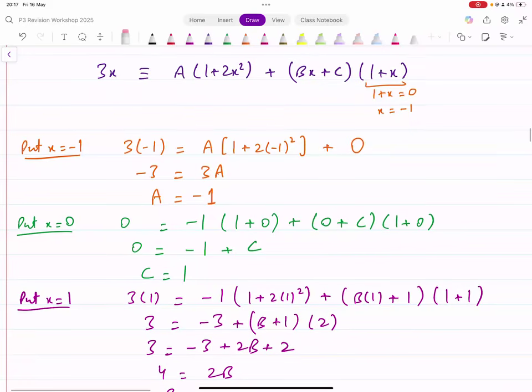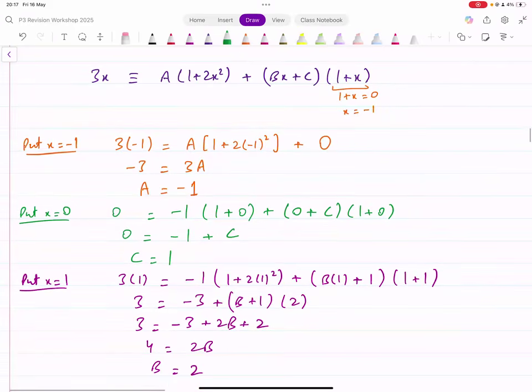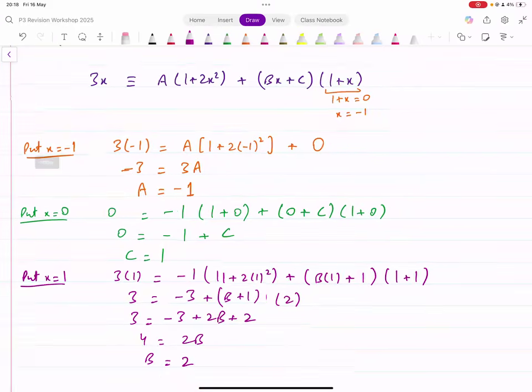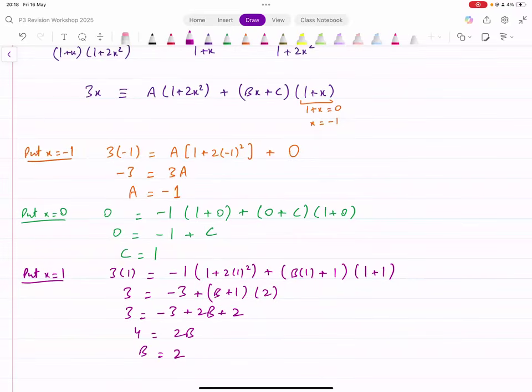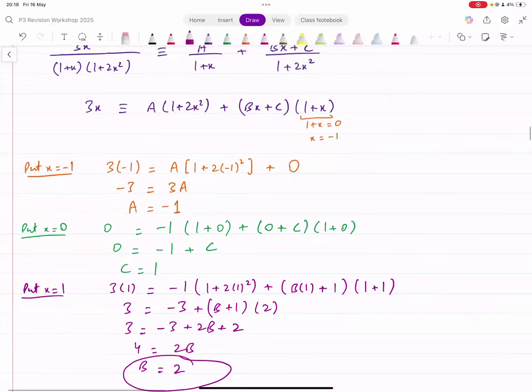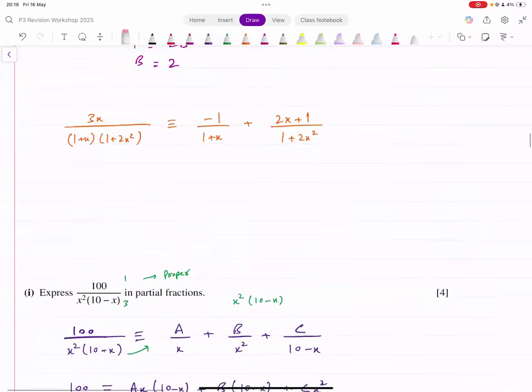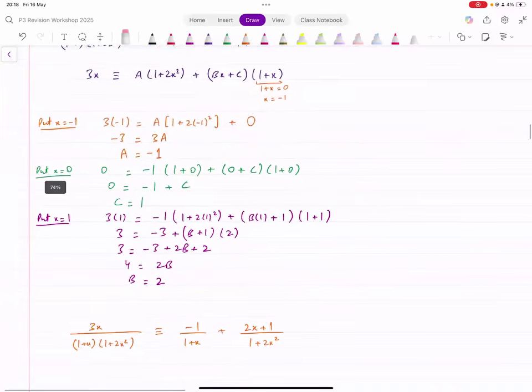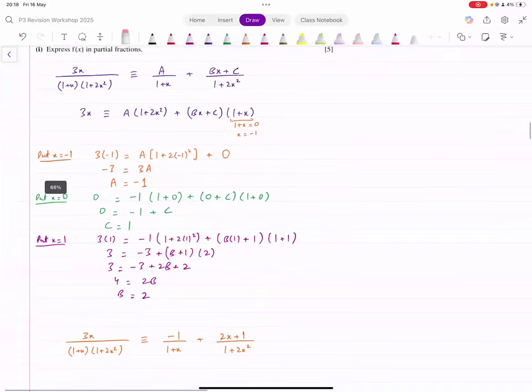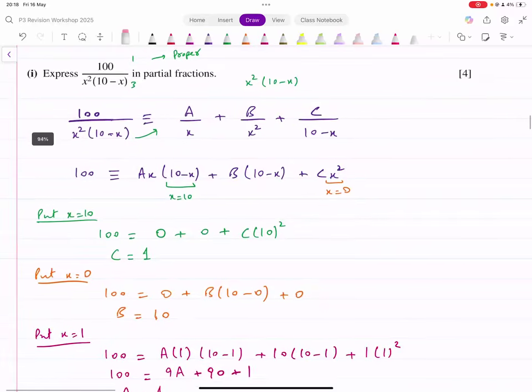And then finally, put another value of x. You can put x equals 1. Small positive integers are going to be easy to calculate and save you from careless errors. X equals 1, that's the next value that you can input. Now you already know the value for A, you already know the value for C, and you'll get the value of B from that, okay? And these are the partial fractions that we get eventually: minus 1 over 1 plus x plus (2x plus 1) divided by that, okay? Now, what if you had something like this?